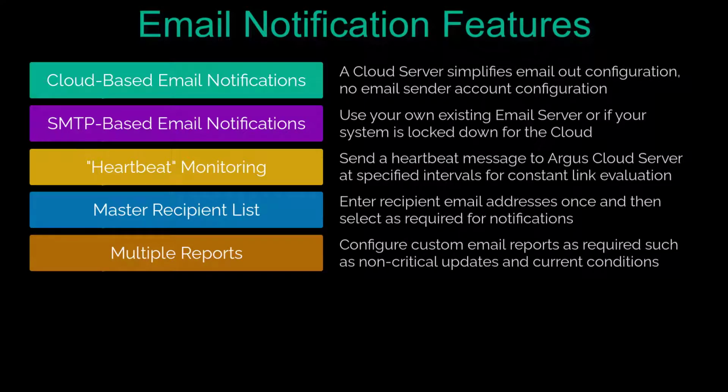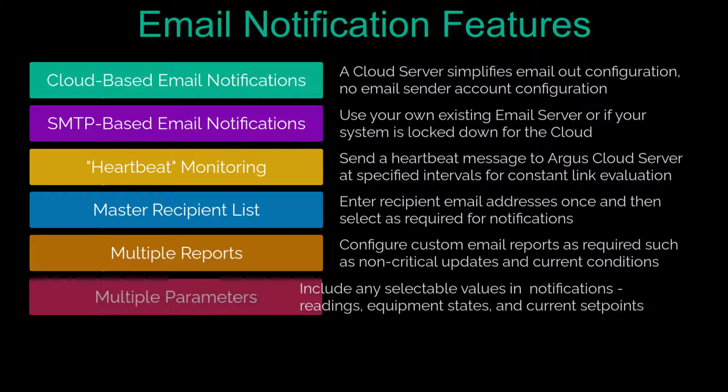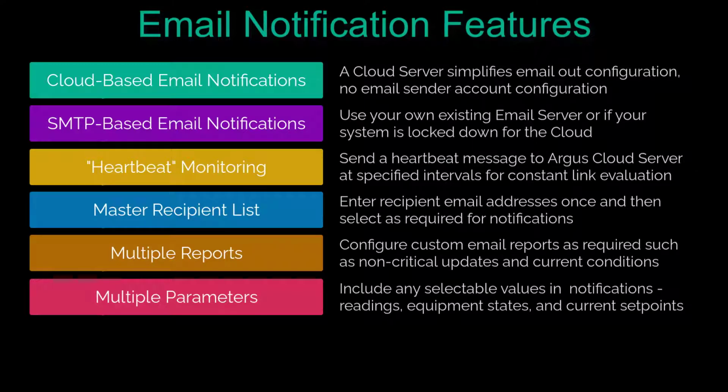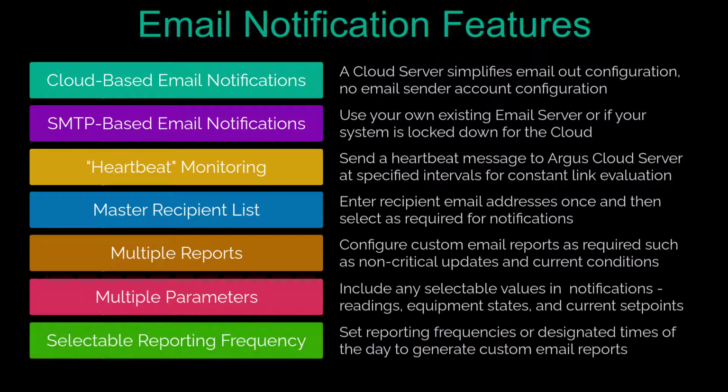Multiple reports. Configure as many custom email reports as you require. These can include non-critical updates of system information and current conditions sent at user-specified intervals, as well as critical event-based alarm notifications sent the moment they're triggered. Multiple parameters. You can include any number of selectable control system values in each notification, such as headings, equipment states, and current set points.